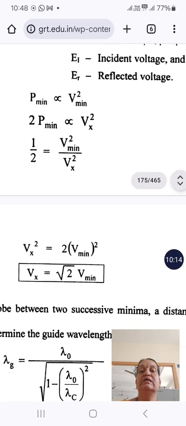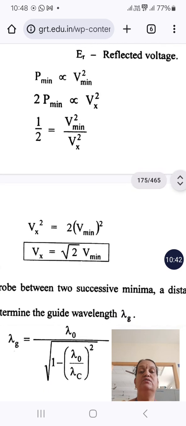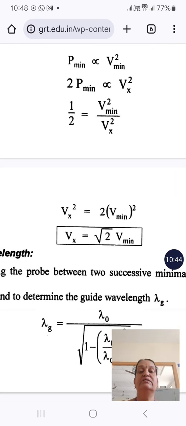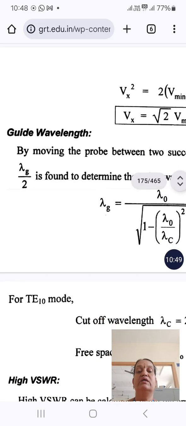The power is directly proportional to V square by R. So that can be termed P min for the value of V min, and for the value of V max we can take it as P max. P min is proportional to V min square, and P max is proportional to V max square. 2 times P min equals V max square. So that can be represented as V max equal to root 2 times V min. We can take the root mean square value.